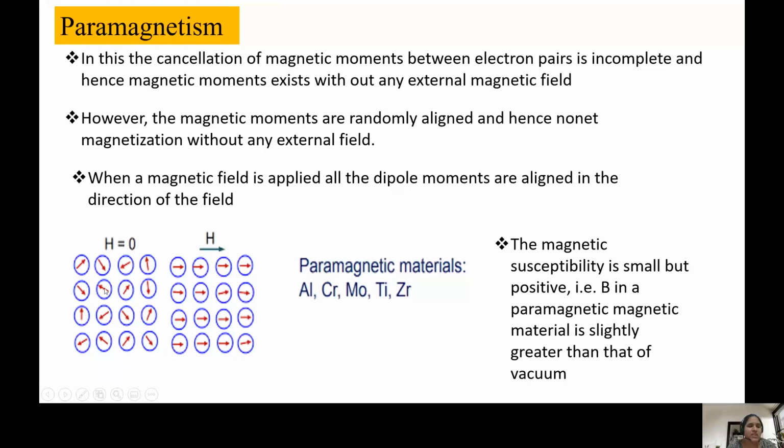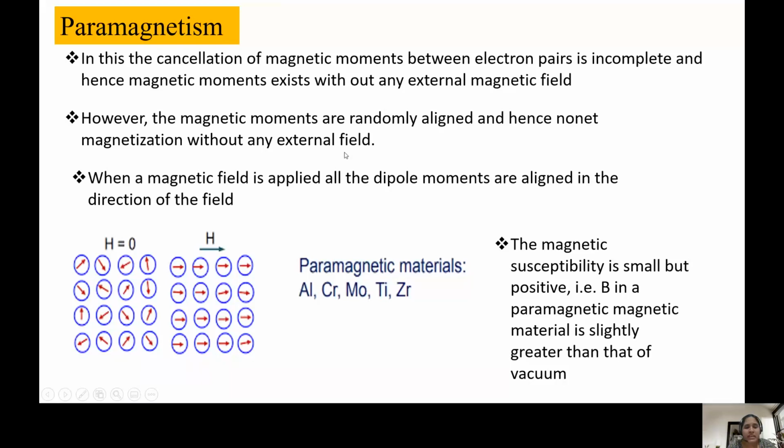So here we can see there is a random alignment of the dipoles. Due to that, an uncancelled magnetic moment is observed in the absence of the externally applied field. However, the magnetic moments are randomly aligned, hence no net magnetization. So these are all randomly arranged, and there is no net magnetization without any external field. Before applying the field, these are all like non-magnets.